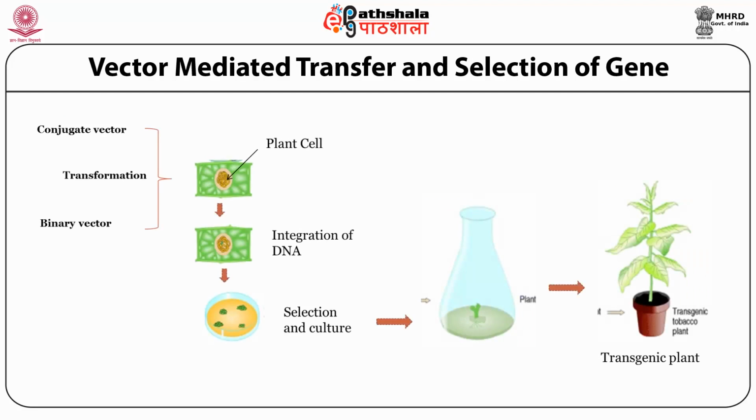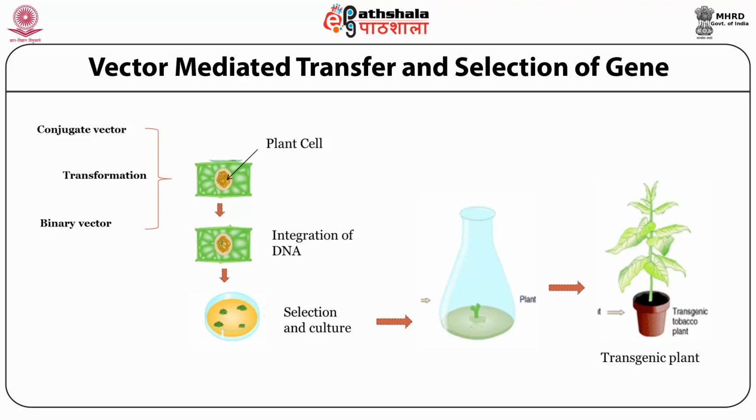So how are these vectors used to develop transgenic plants? In this schematic, we show how these vectors can be used. On the extreme left, you see the two vector systems, the conjugate vector system and the binary vector system, in which we have already cloned our gene of interest. These vectors also contain a selection marker, which is an antibiotic. Depending upon which vector system you want to use, you take that plasmid and transform it into plant cells using various transformation techniques. Once this DNA is inside the plant cells, it gets integrated into the plant genome.